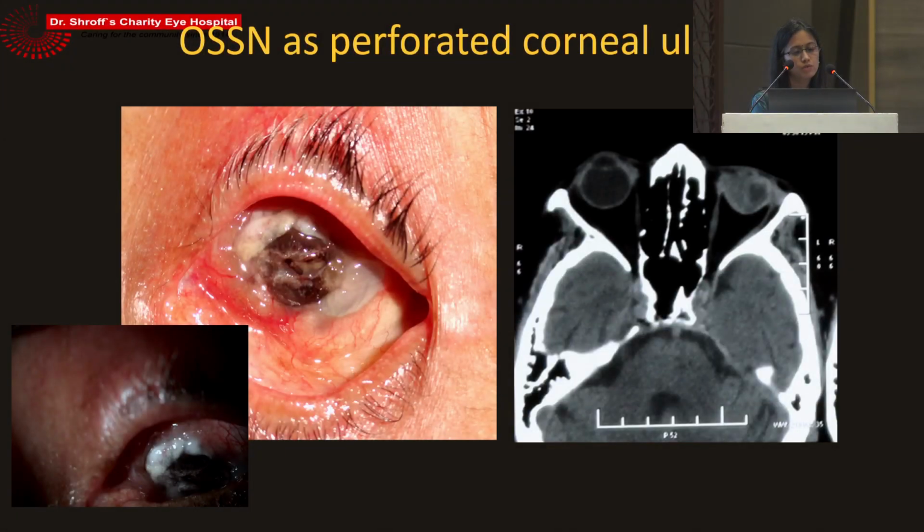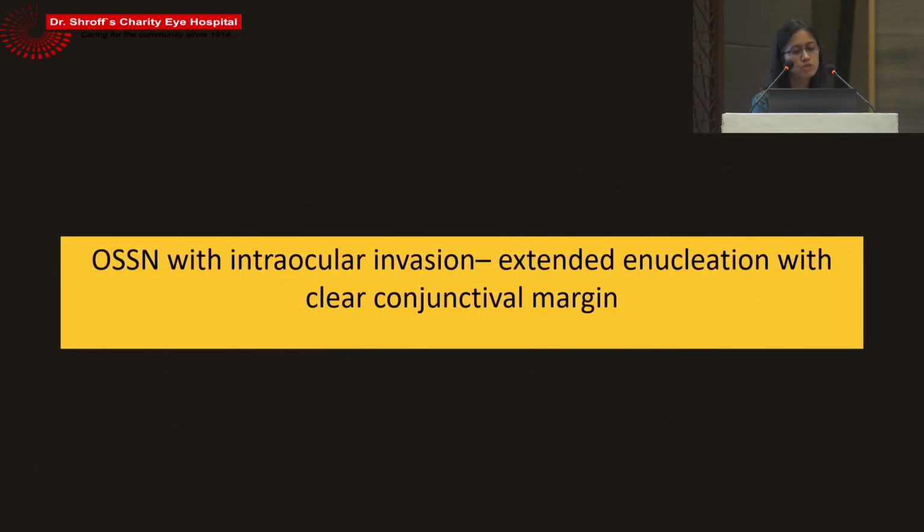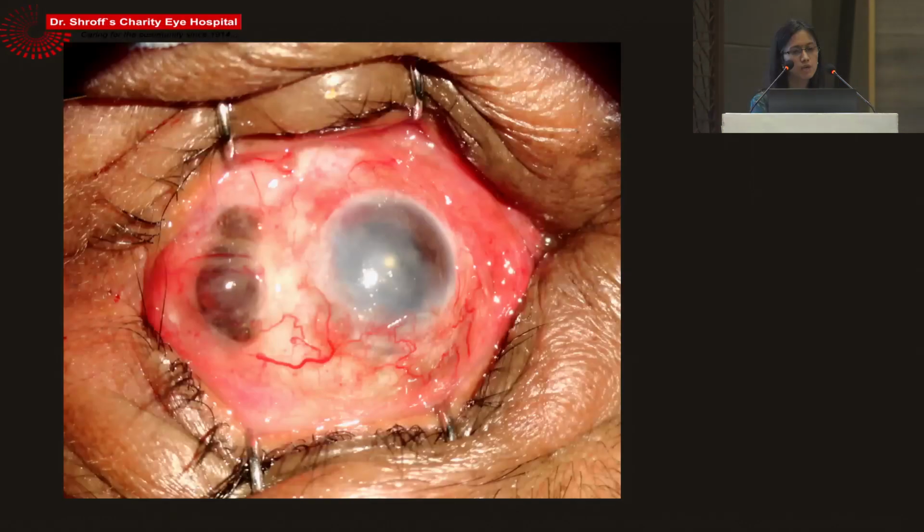Another patient was referred as a perforated corneal ulcer for evisceration, but if we see carefully, this is the residual area where there is keratin plaque, and probably the tumor involved the whole cornea and caused a corneal melt. So these situations where there is an intraocular invasion have to go for an extended enucleation, which is a little more than what we do normally, with a clear conjunctival margin.